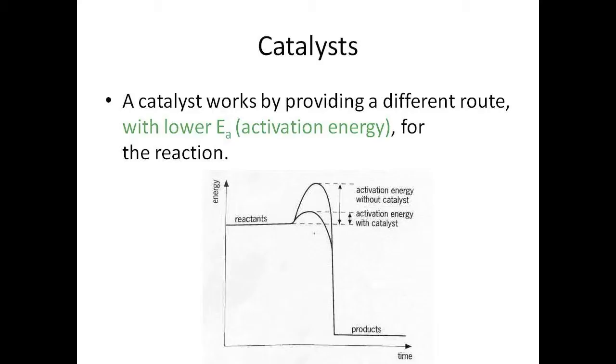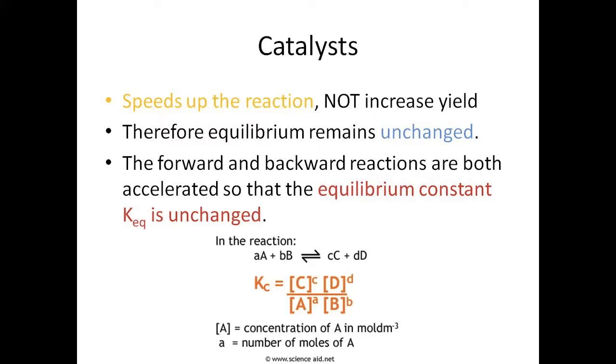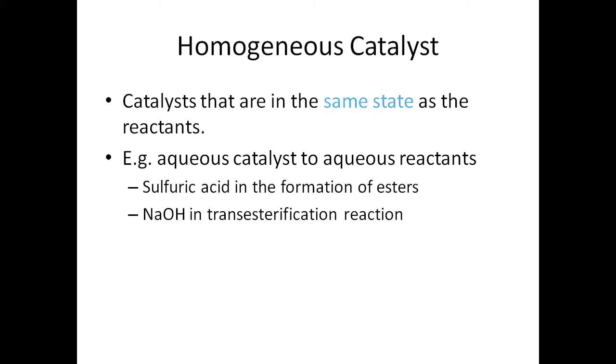This works by providing a different route with lower activation energy for the reaction, and in the diagram, it's obvious that the activation energy with catalyst is much lower than the activation energy without catalyst. What is important is that the catalyst speeds up the reaction but does not increase the yield, and therefore the equilibrium remains unchanged. The catalyst accelerates both the forward and backward reactions, so that the equilibrium constant is unchanged.